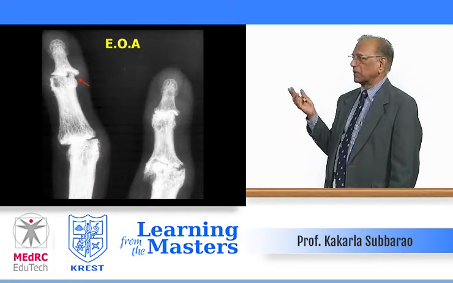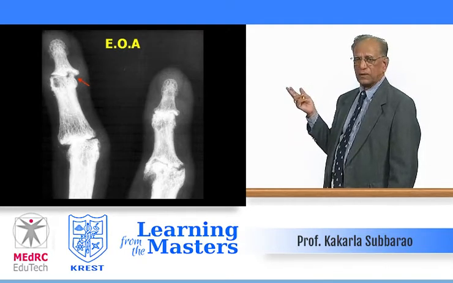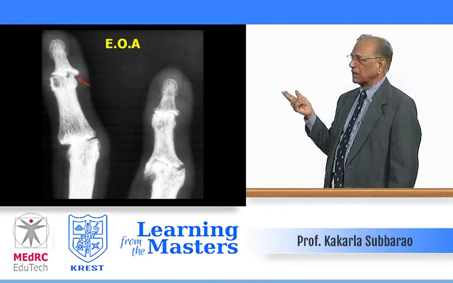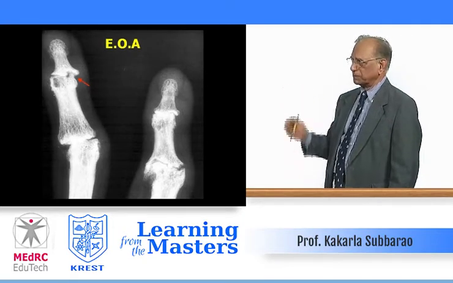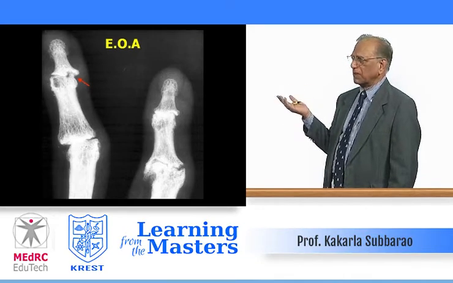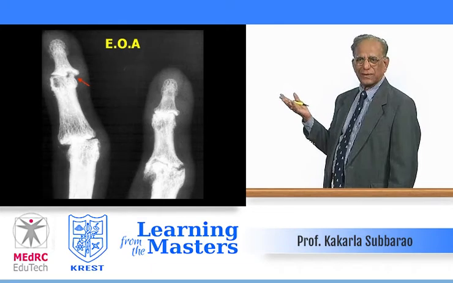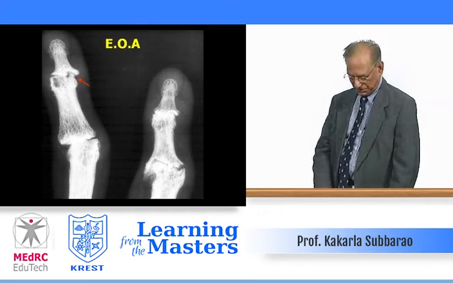Again, another example of erosive osteoarthritis. Look at those erosions, and also destruction of the cartilage, which is seen by the narrowing of the joint space and osteophyte formation. Sometimes, given only one finger, you can't really differentiate it from psoriasis, because there is no para-articular osteoporosis. There are erosions. There is narrowing of the space.